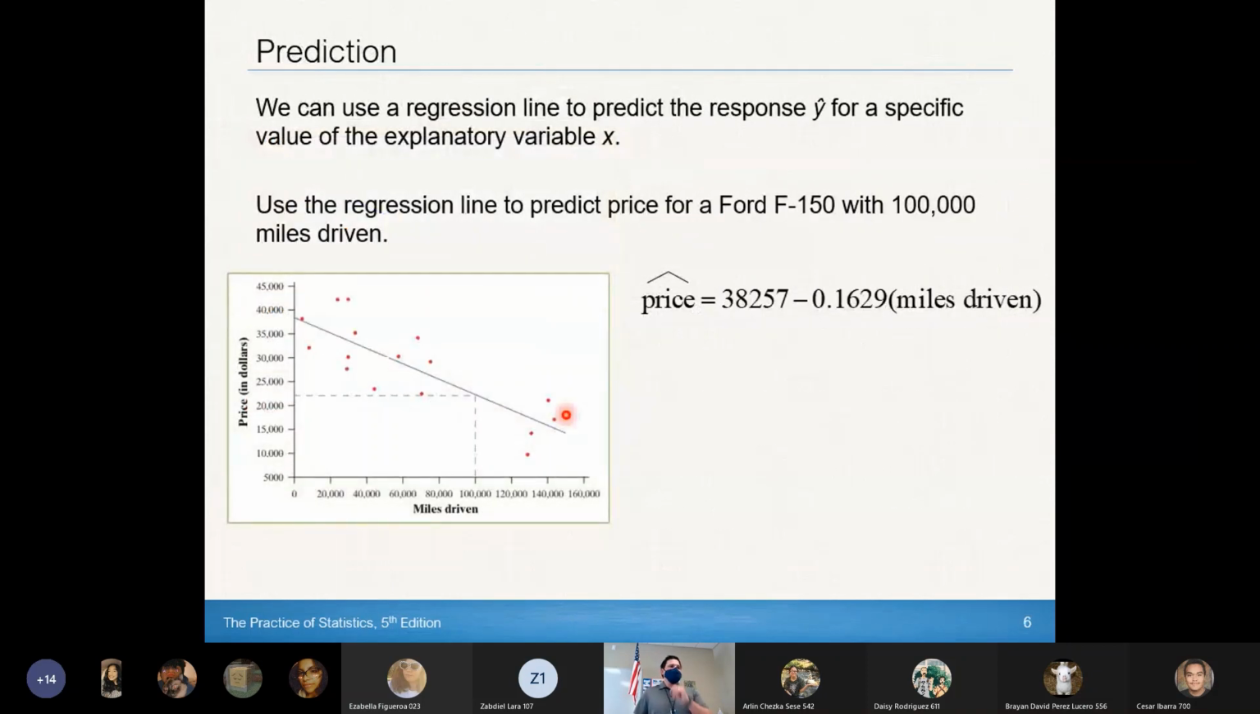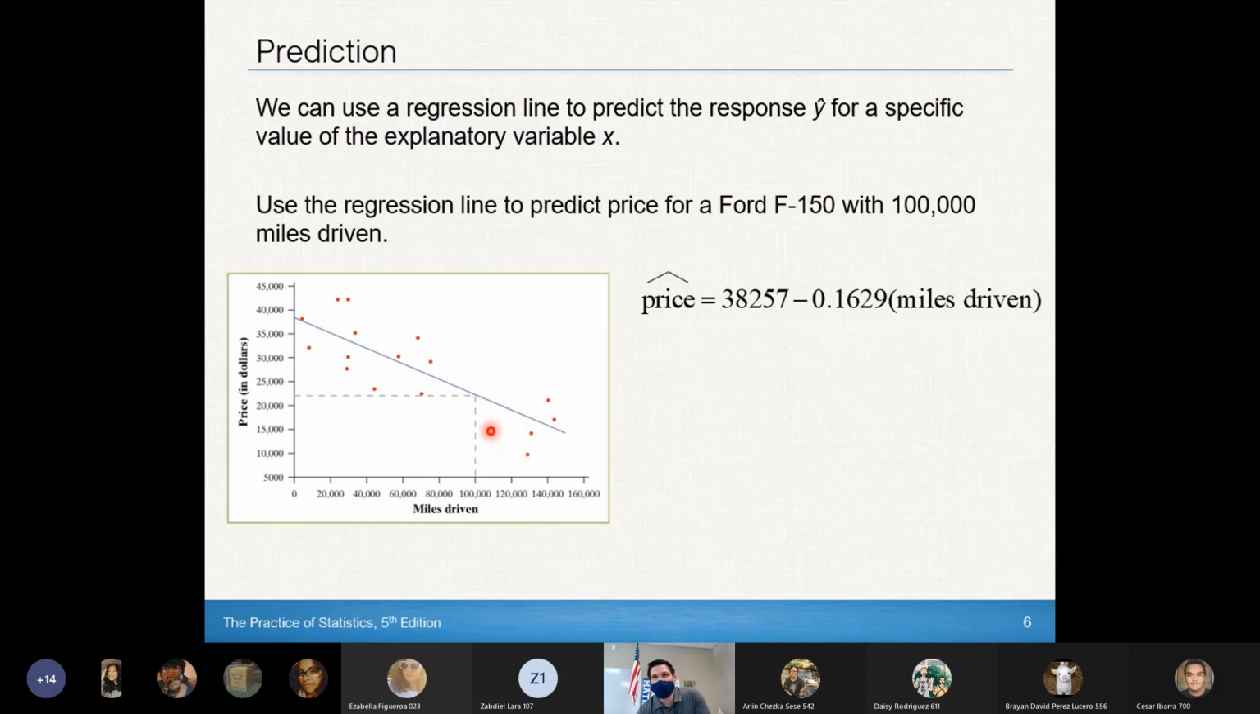We can use a regression line to predict the response y hat for a specific value of the explanatory variable x. We can use the regression line to predict price for a Ford F-150 with 100,000 miles driven. Okay, we have our formula. Price hat equals 38,257 minus 0.1629 times miles driven. We have our little graph over here.